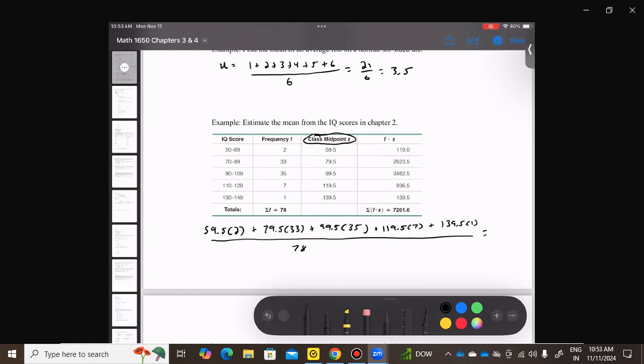Now we can see here in this last column, they added up everything. I mean, what they did in this last column was that multiplication. 2 times 59.5 is 119. 33 times 79.5 is 2,623.5, and so on. So the total here is 7201 over 78, and that ends up being a mean of 92.3. Okay, so that's how you would find the mean. It's a little bit of an estimated mean because we don't have the raw data. That's how you find the mean using a frequency table.